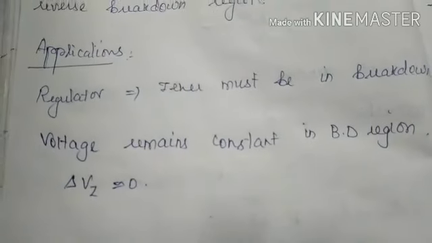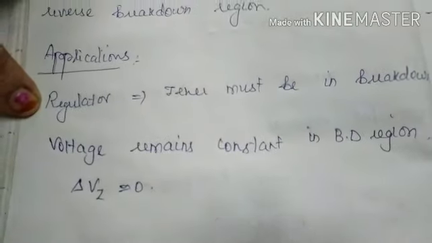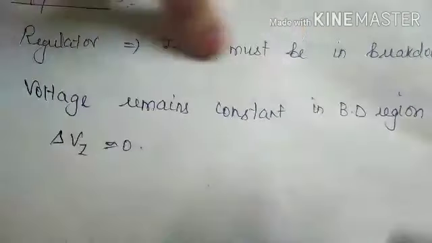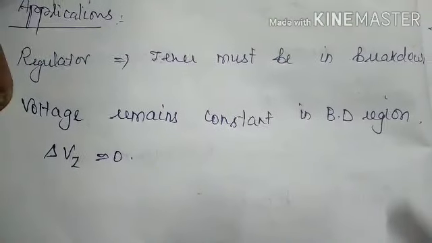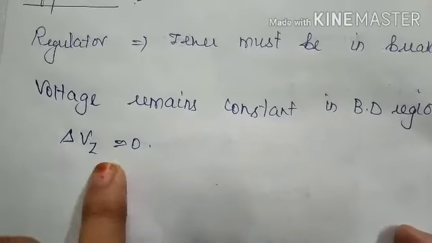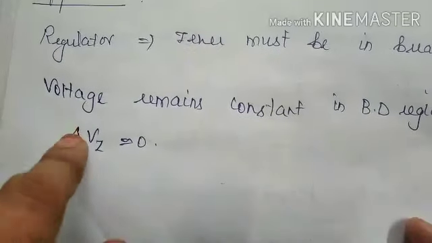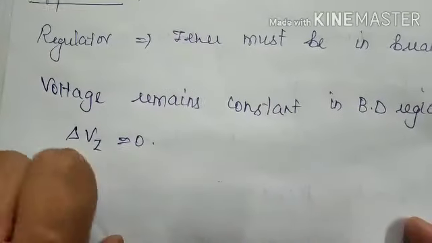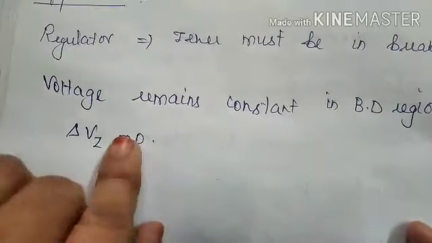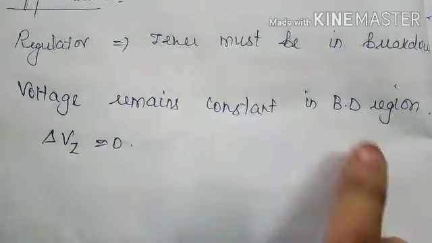See, these two points are the applications of the Zener diode. Why are we using the Zener diode as a regulator? Because when the Zener diode is in the breakdown region, the voltage remains constant. Delta Vz, that is the change in Zener voltage at the breakdown region, is 0. The triangle represents change in. So there won't be any voltage change. The voltage remains constant in the breakdown region.